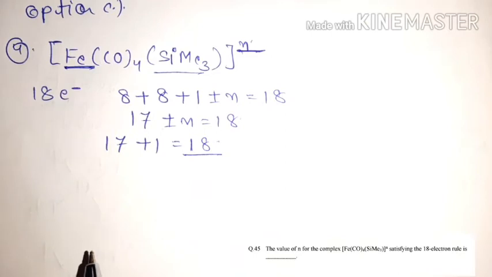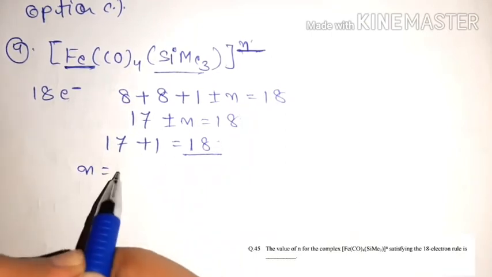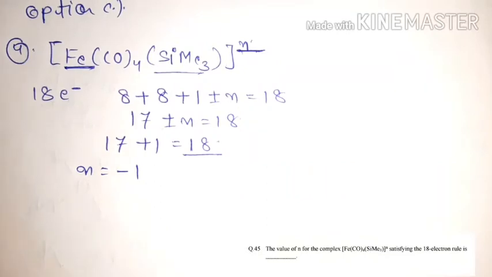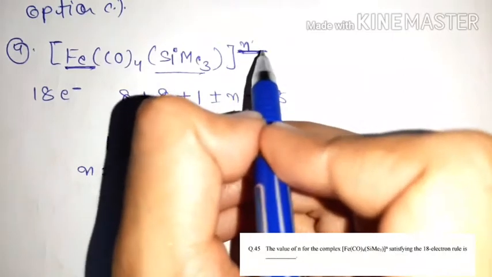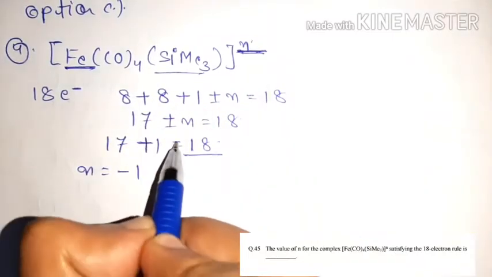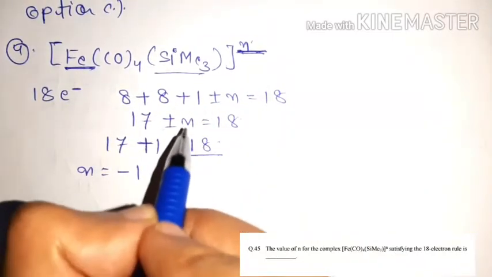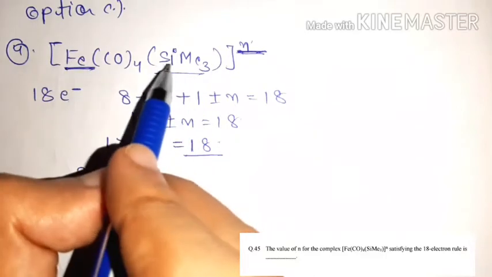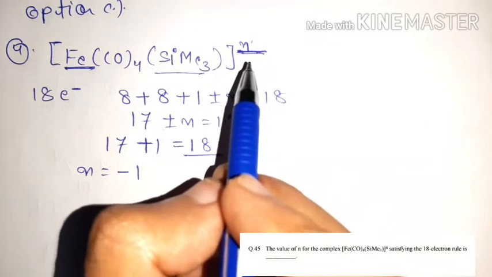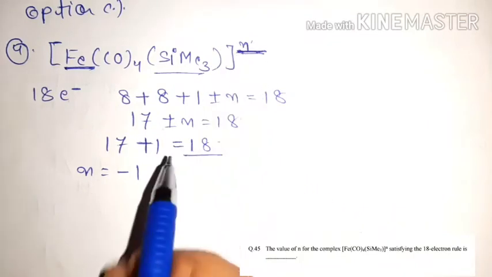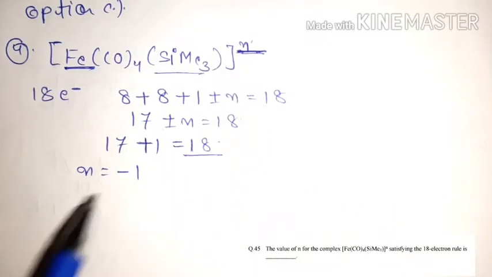then it follows the 18 electron rule. So it means the complex has a minus 1 charge. The value of n is minus 1. Okay, why? Because when it has minus 1, the total number of electrons will be 18, because 17 is its own electrons. Now it has a minus 1 charge, then 17 and the electron carries minus 1, so 17 plus 1 will be 18. So the value of n will be minus 1, not plus 1.